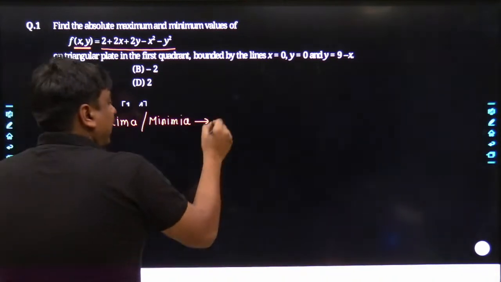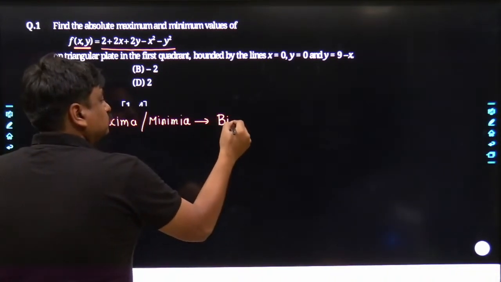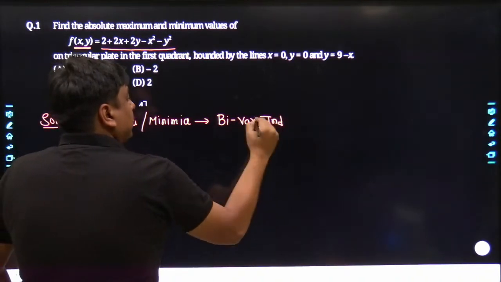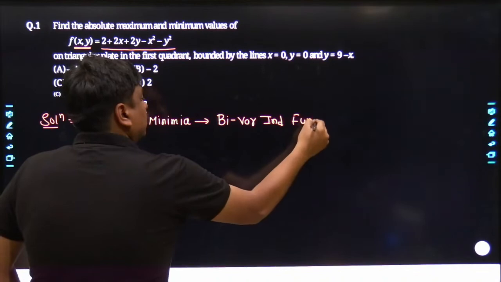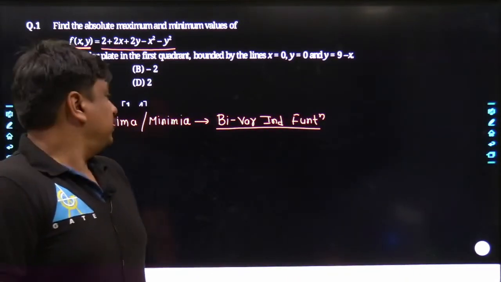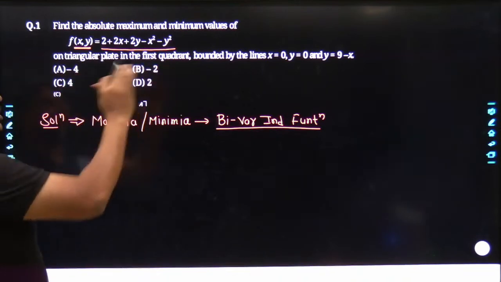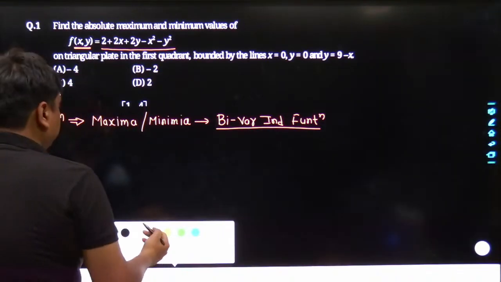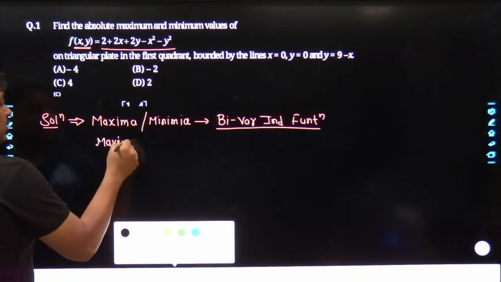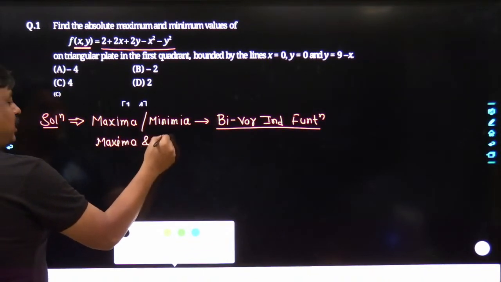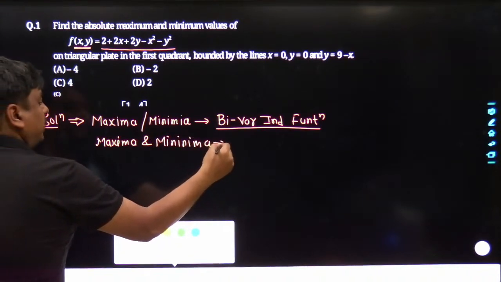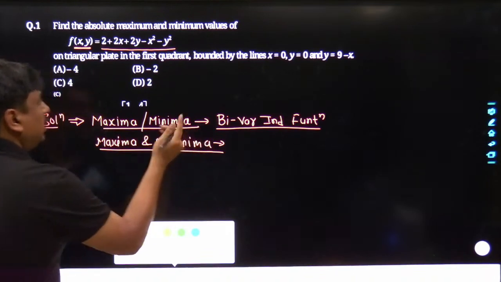But it is a bivariate, independent function. That means 2 independent variables are involved within this function. And once you read this problem carefully, you will get to know they have been seeking the maxima and minima of the function within a certain predefined range. May you know what is that range?